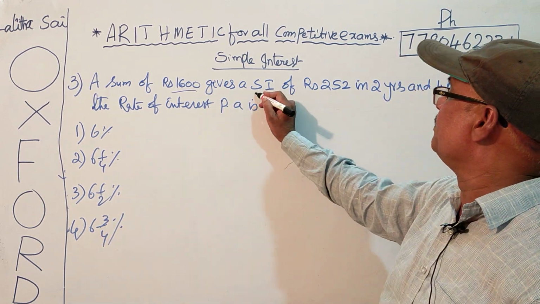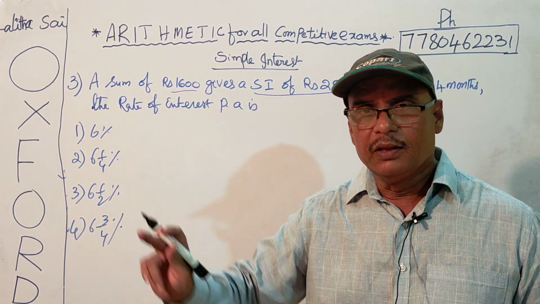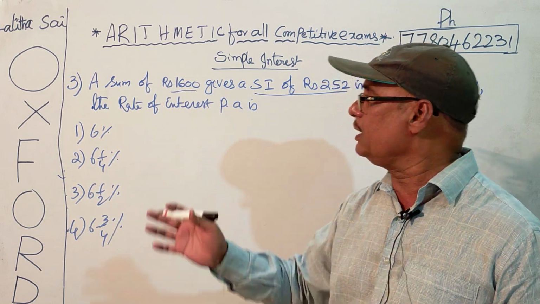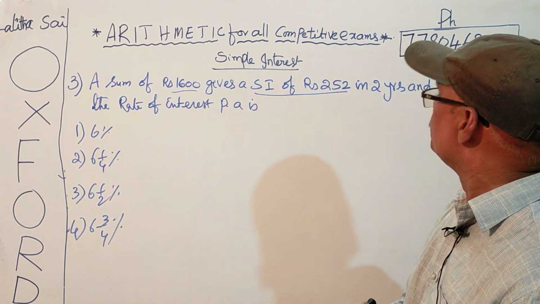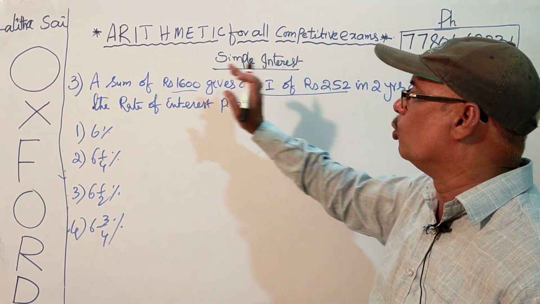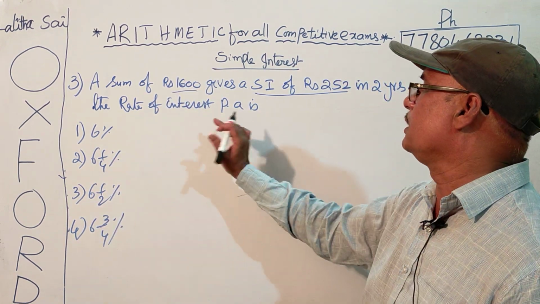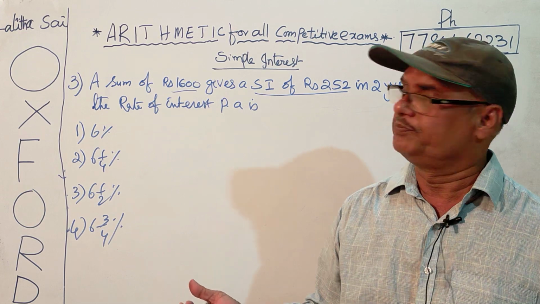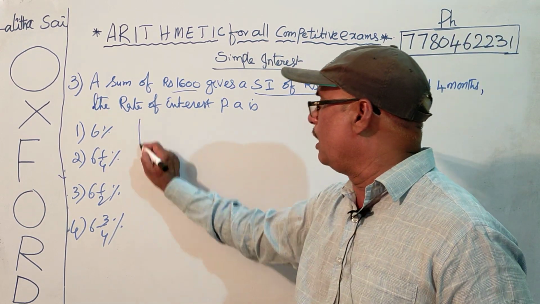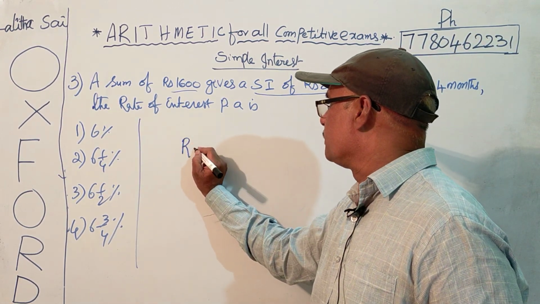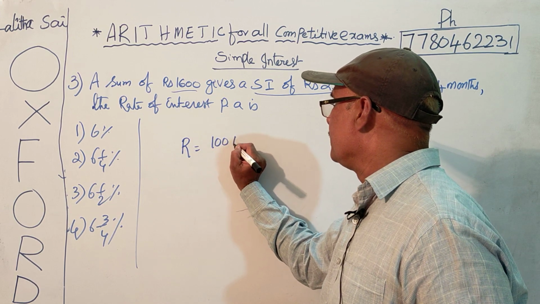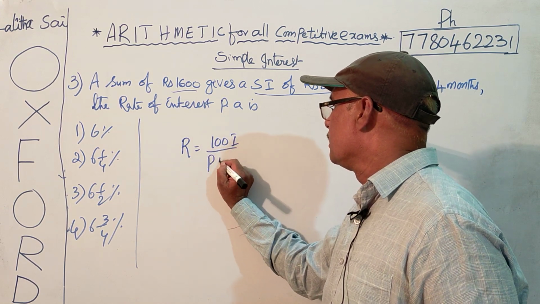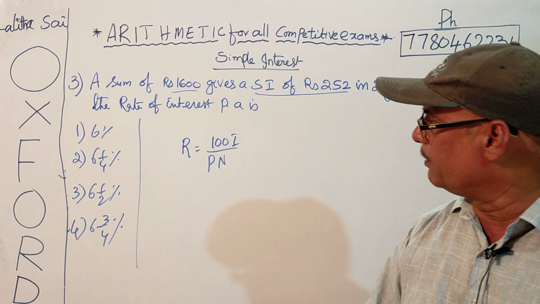It gives a simple interest of rupees 252. That 1600 is giving a simple interest of rupees 252 in 2 years and 4 months. Then find the rate of interest per annum. You need to find the rate of interest R. Then go for R. R is equal to, you know the formula, 100I by PN. R is equal to 100I by PN.